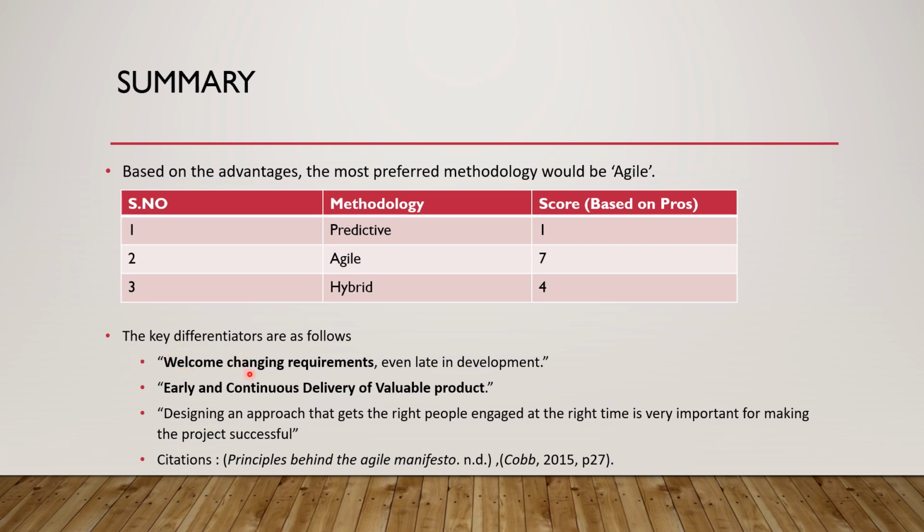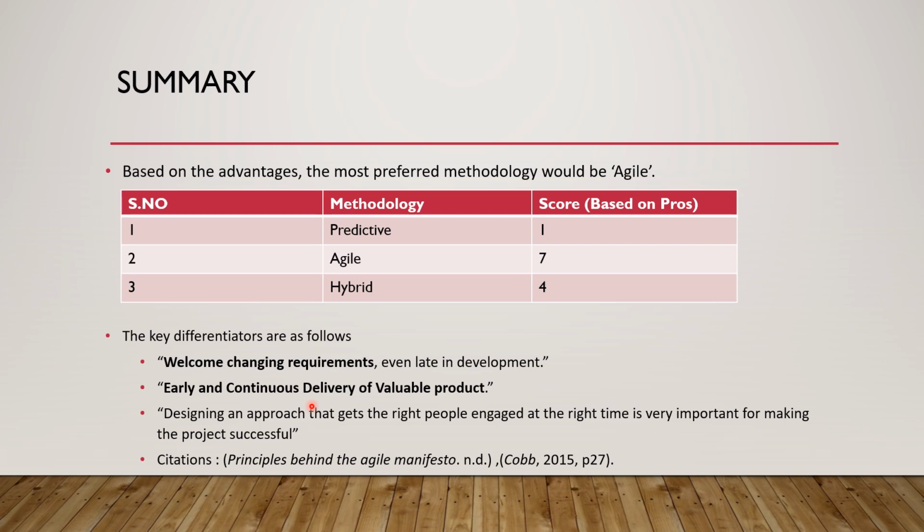First is welcoming changing requirements even late in the development. This is what the exact project in hand demands. As there are uncertainties and complexities, it is important to have a methodology which supports changes even in the middle of the project. Second is early and continuous delivery of valuable product. As we have multiple user personas to work with, it is important to deliver a valuable product to the end customer to get initial feedback.